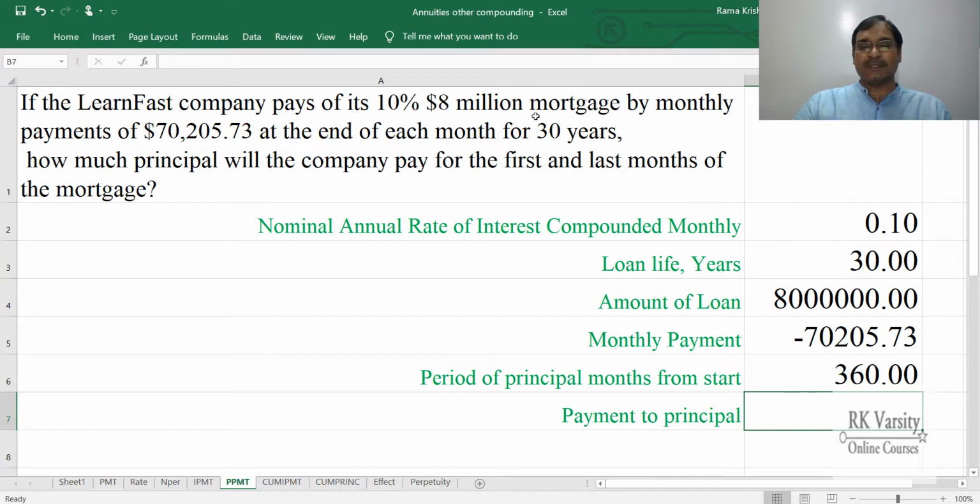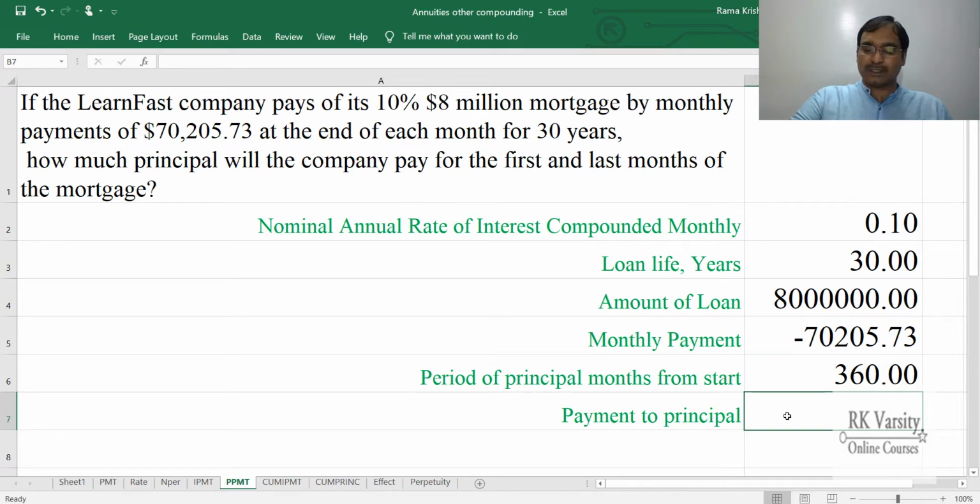But this is a monthly one. The compounding will be done on a monthly basis. So your principal amount, what you are paying on each installment. Let us say you are asked to find out how much principal the company will pay for the first and last months of the mortgage. So how much principal amount is contained in the first installment, and what is the principal amount in the last installment, that you need to determine.